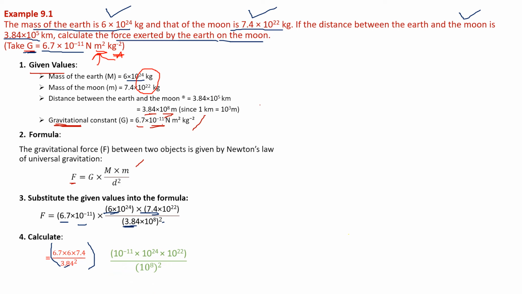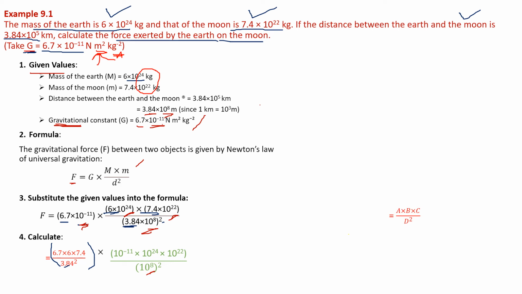Now what is this? 10 to the power of 11 here, 10 to the power of minus 11 here, 10 to the power of 24 here, 10 to the power of 22 here, 10 to the power of 8 whole square here. Remember, now it has to be multiplied. Life is simple now while simplifying these very complex big numbers. Let's do it.